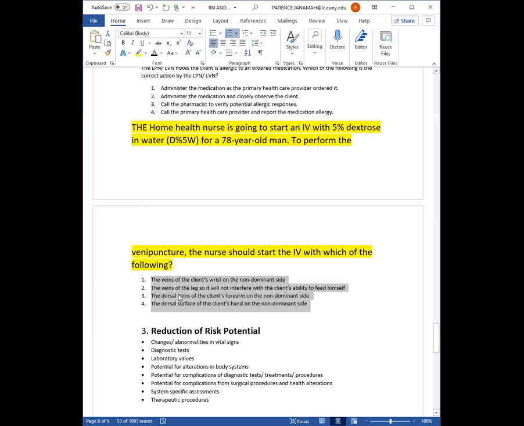So the veins of the client's wrist on the non-dominant hand. You see those here, when you see people trying them, they are not the good ones for IV or for venipuncture. The veins of the legs, so it will not interfere with the client's ability to feed himself. Who knows why this one is not correct?